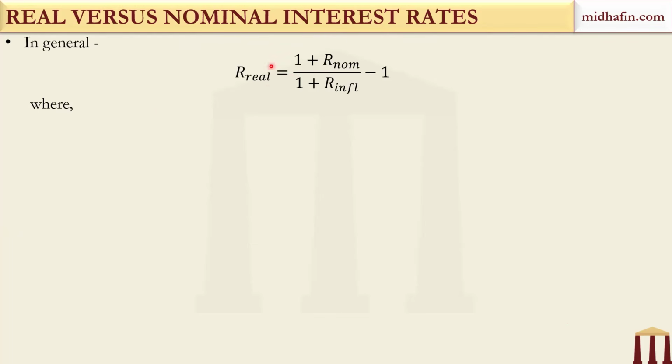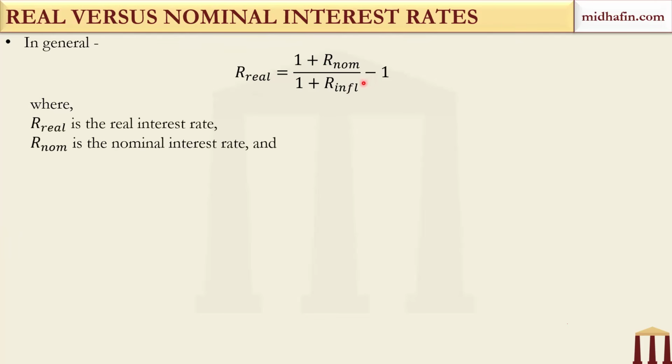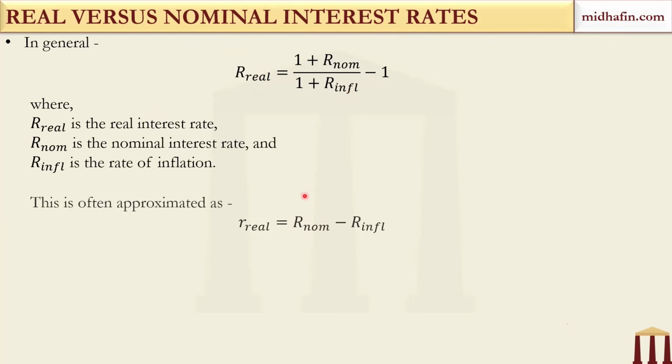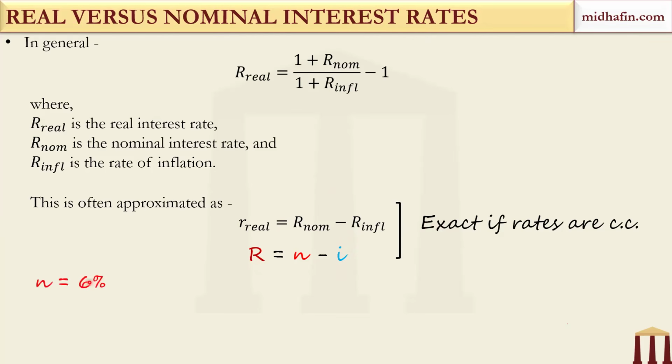So this is the general formula. R real will be equal to (1 plus R nominal) divided by (1 plus inflation rate), minus 1. We are assuming discrete compounding over here. This can be approximated like this, and it will be 100% true for continuous compounding. This is an approximation of this result, and for continuous compounding, it is a perfect result. So this is also sometimes written as R equal to N minus A. And as I mentioned, these are exact if rates are continuously compounded. So if the nominal interest rate is 6% and the inflation rate is 3%, then real is approximately 3%.